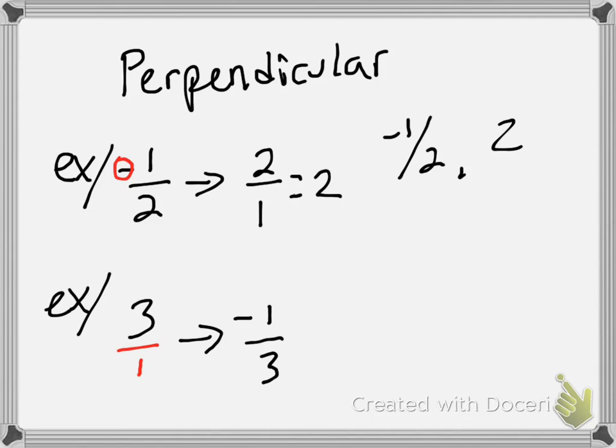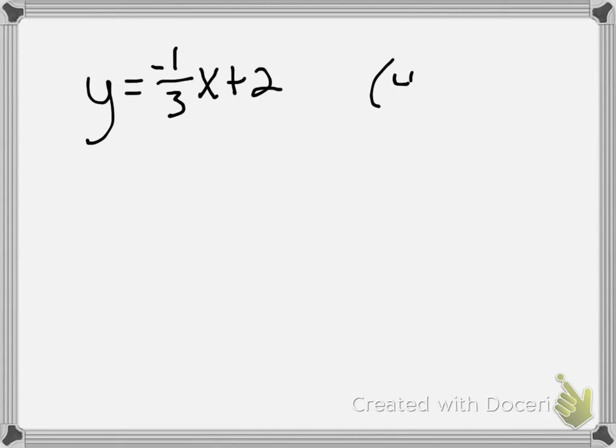So let's take a look. One of the other things we did is find an equation of a line perpendicular to something that passes through a point. So I'm going to clear the screen. Let's have an equation that is y equals, let's stick with that, -1/3 x plus 2, and we want that to pass through the point, let's say, (4, -3).